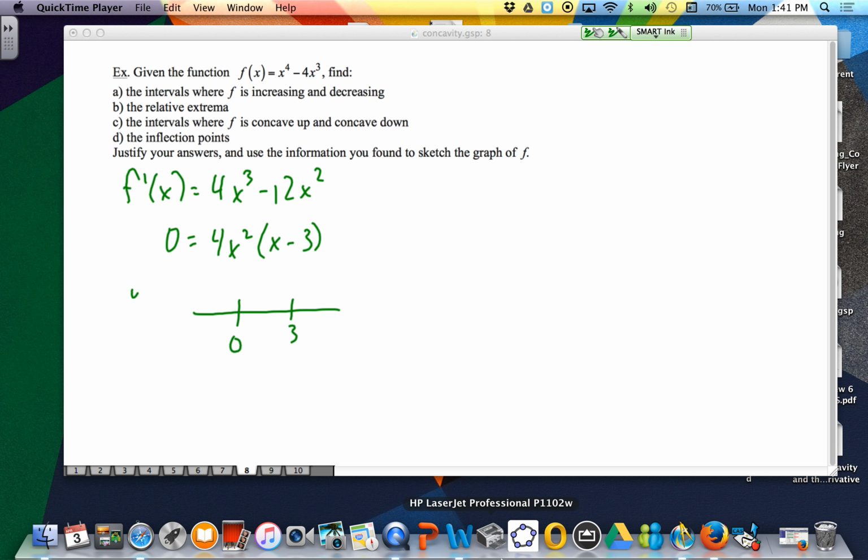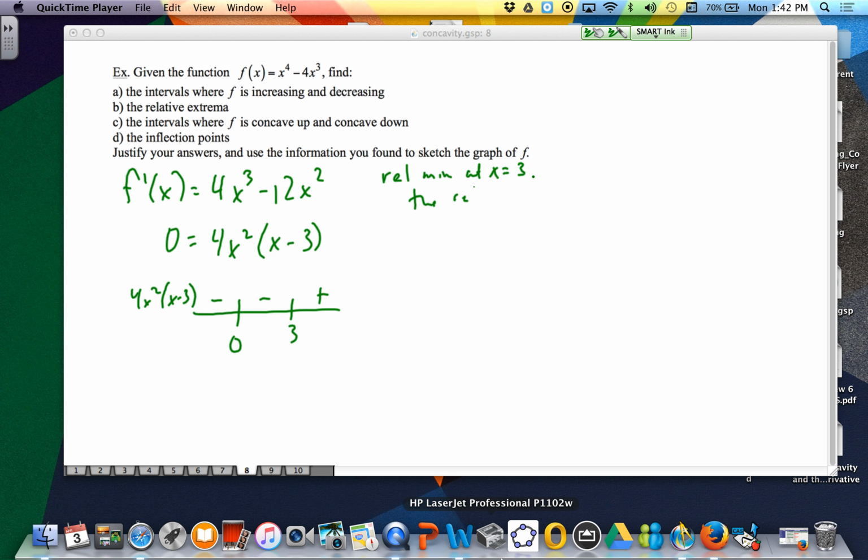If I take a look at 4x squared times x minus 3, to the left of 0, I'll have a positive times a negative, so that's going to be a negative. Because I've got an x squared term here, I'm not going to change my sign, but I'll just double test it. I still get that negative, and then if I were to try a number to the right of 3, lo and behold, I get a positive. So we know we have a relative min at x equals 3.